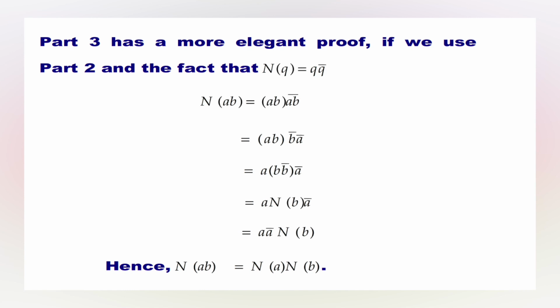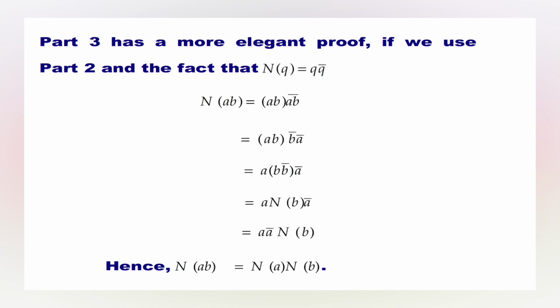If you use part 2 and the fact that N of q is equal to q into q bar, N of AB is equal to AB into AB bar. The AB bar will be written as B bar A bar. So, AB into B bar into A bar. Let us use the associative property here. So, A into B B bar into A bar. We know B B bar is equal to N of B. So, it is equal to A into N of B into A bar.